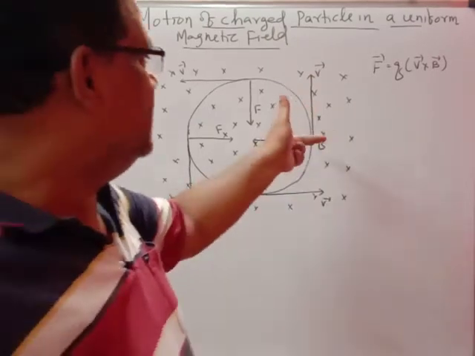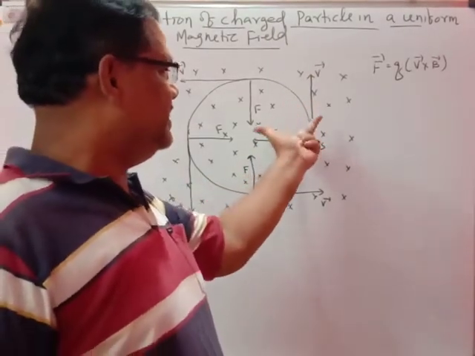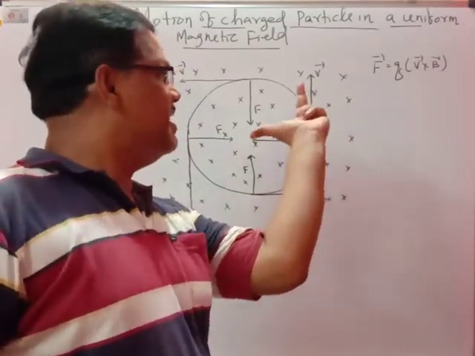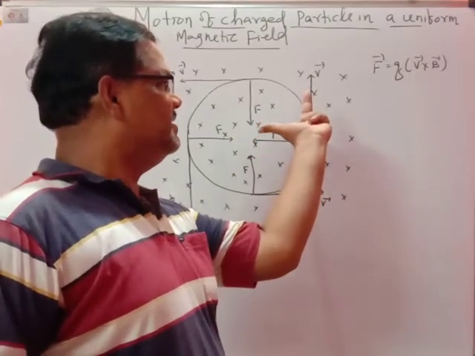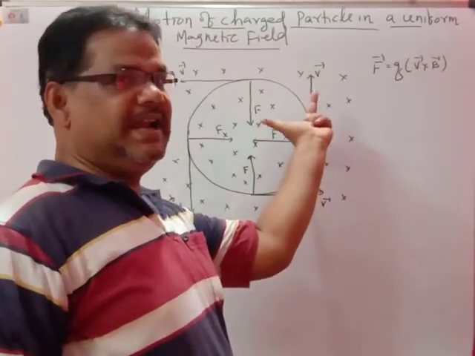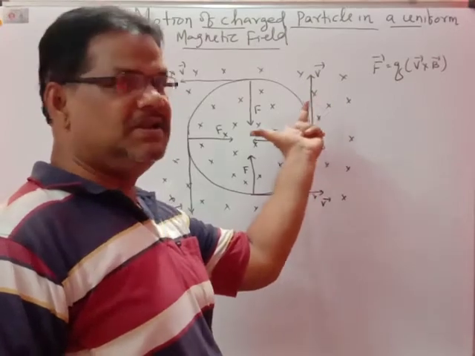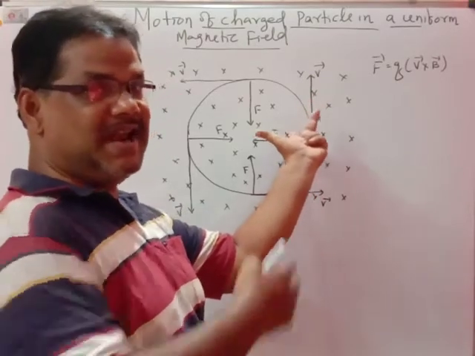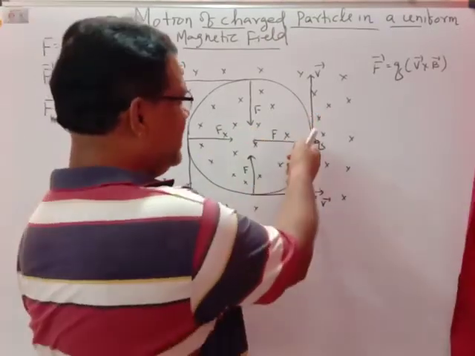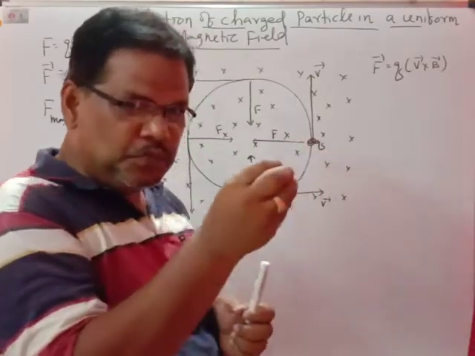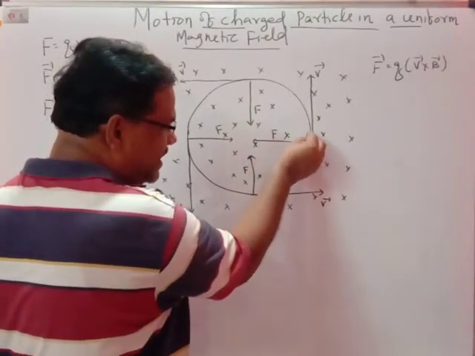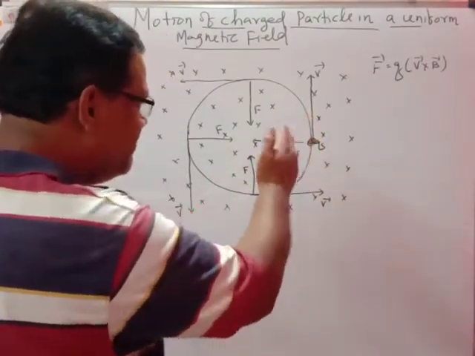So the magnetic field is directed inward and the motion of the charge is directed outward, perpendicular to each other. The direction of the thumb indicates the direction of the force. In this case, the force is directed towards the left. It will try to pull the charged particle towards the left. So due to this force, the charged particle will be slightly bent towards the left.